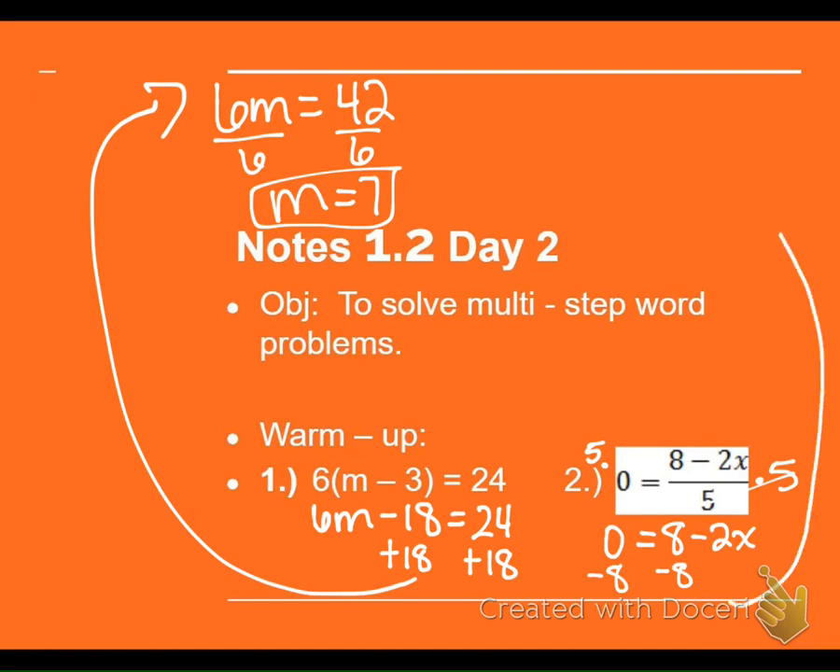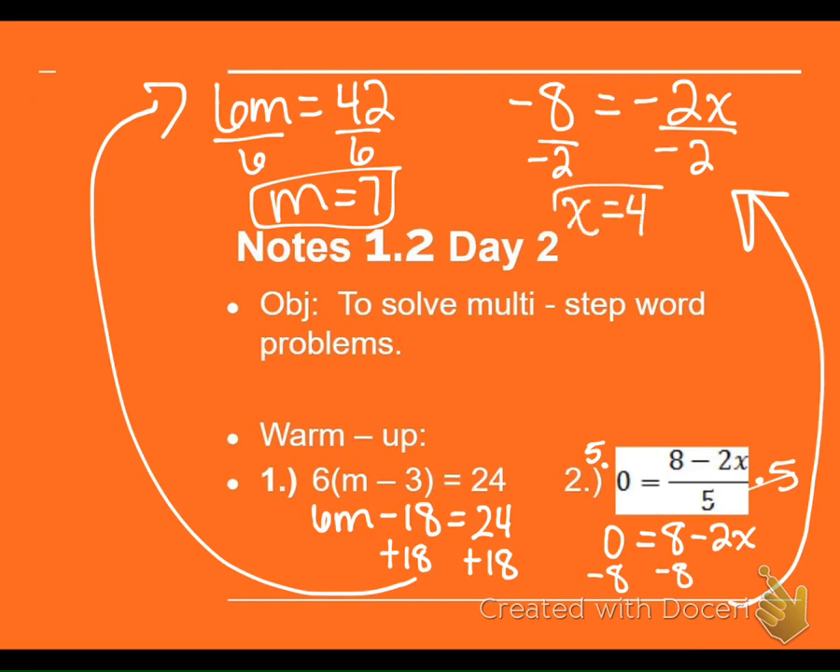Again, I'm going to pick it up here towards the top. When I subtract 8 from 0, 0 minus 8, that leaves me with negative 8 equals, make sure you're watching your signs here. Those 8's cancel out, but that leaves us with a negative 2x. And we divide both sides by the negative 2 to get x equals 4. Make sure you're showing your work.